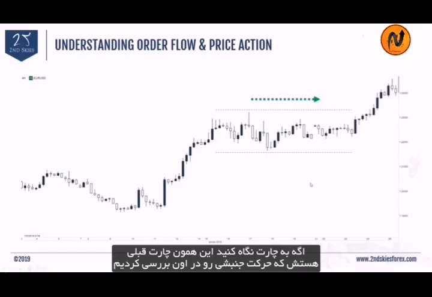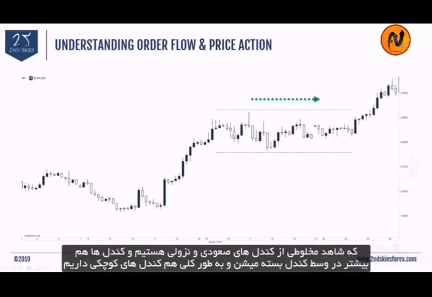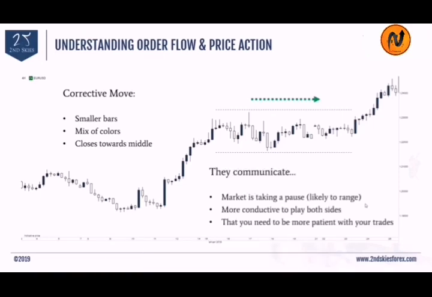When we look at it in the chart, this is the same chart. So here's the bullish impulsive move, but look what happens. We go into a corrective phase with a mix of bullish and bearish candles, closes towards the middles, and smaller candles. So this is a textbook impulsive and corrective pattern manifesting itself here. You can see this meets all the definitions of a corrective move.